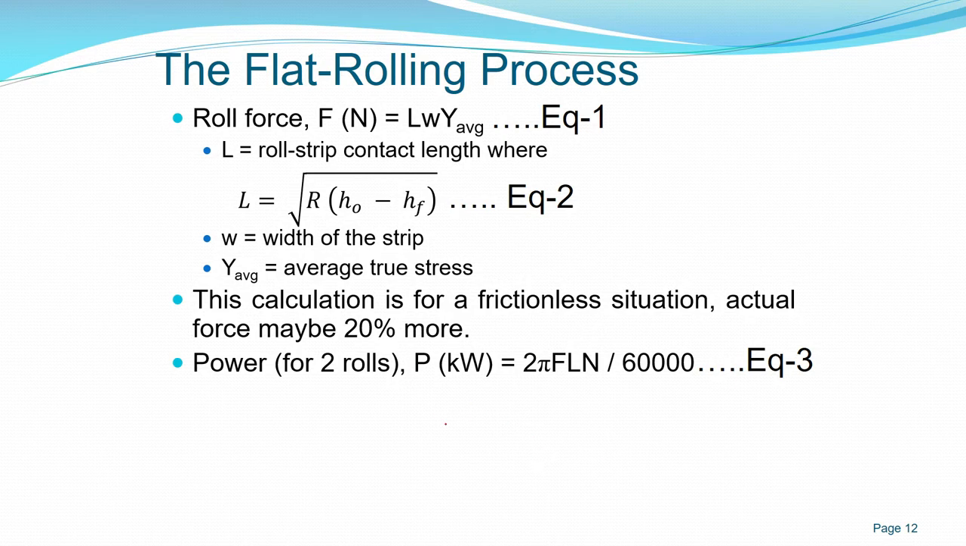To calculate the power for the two rolls, P in kilowatt equals 2 pi times force times L, where L is the roll strip contact length, times N, the RPM or revolutions per minute of the roll, divided by 60,000, which accounts for the per minute. Torque is equal to F times a, where a is the length divided by 2.